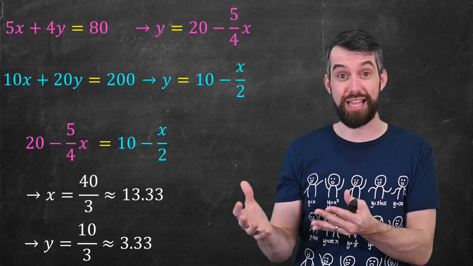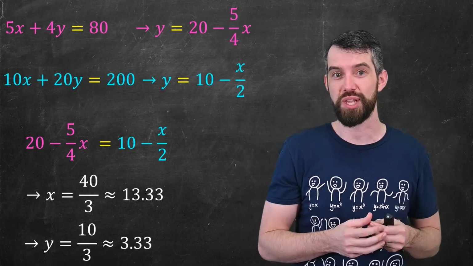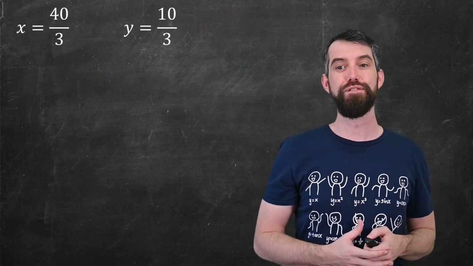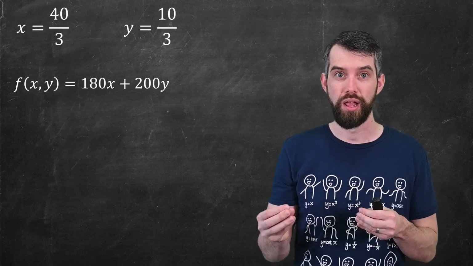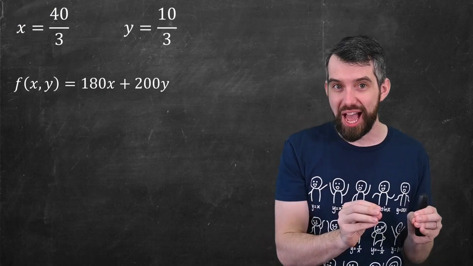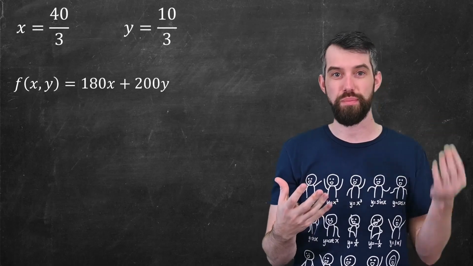The next thing I need to do is figure out how much money do I make with these 2 values. At this number of tables and this number of bookshelves, how much money do I make? Well, my function that I was considering was the function 180x plus 200y. That gave me the amount of money I was making for the number of tables and bookshelves.